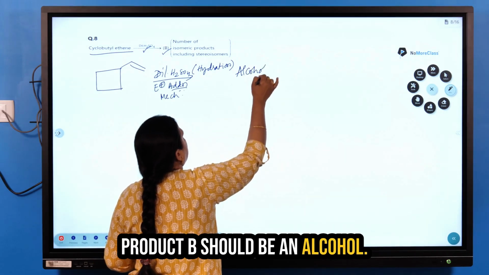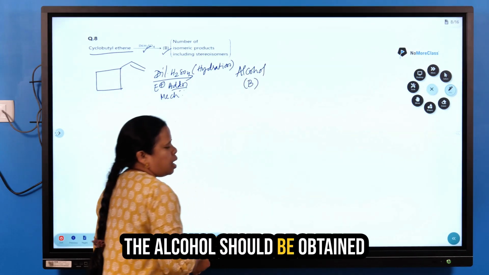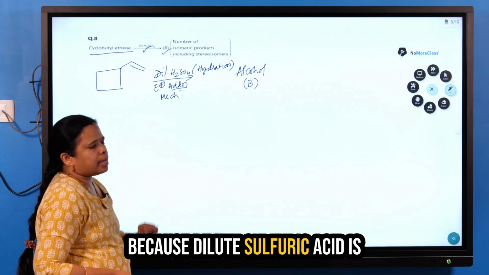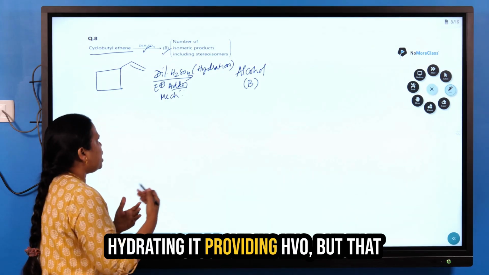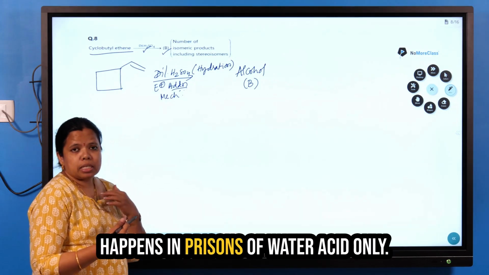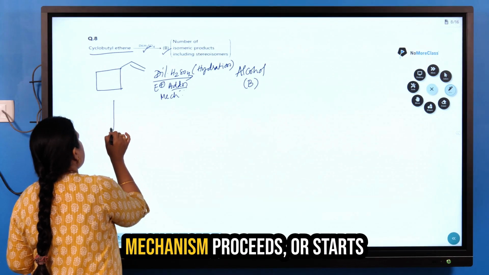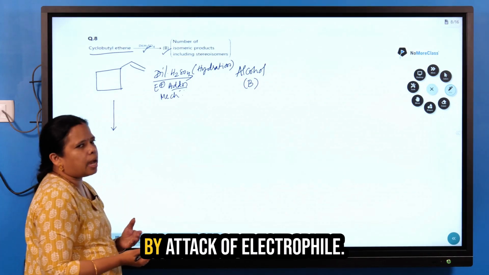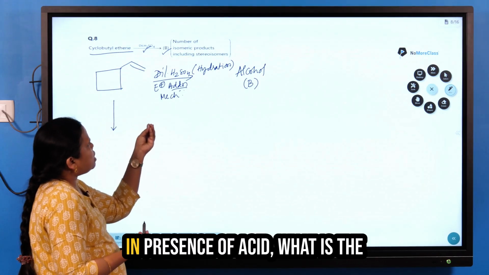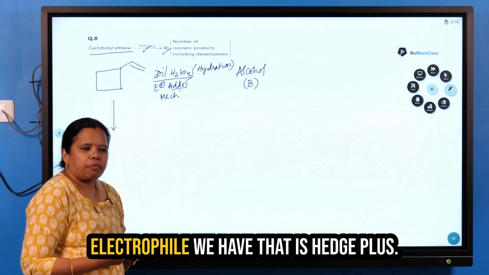Product B should be an alcohol. The alcohol should be obtained because dilute sulfuric acid is hydrating it, providing H2O. But that happens in presence of what? Acid only. So now how does the mechanism proceed? The mechanism starts by attack of electrophile. In presence of acid, what is the electrophile we have?